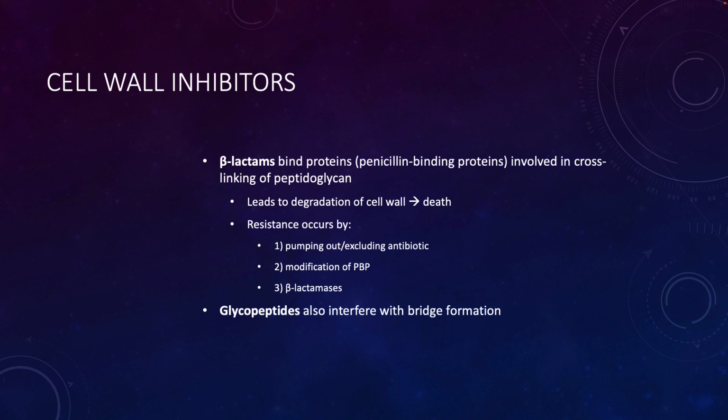The class of drugs called glycopeptides, they also interfere with that bridge formation, that cross-linking of the subunits of peptidoglycan. And remember, the subunits of peptidoglycan are going to include the N-acetyl glucosamine and the N-acetylmuramic acid, and then those 4 peptides that come along with it. So glycopeptides work by interacting with that D-alanine terminus. So I want you to reflect on how you would think resistance could occur.